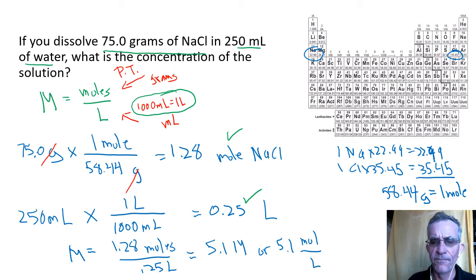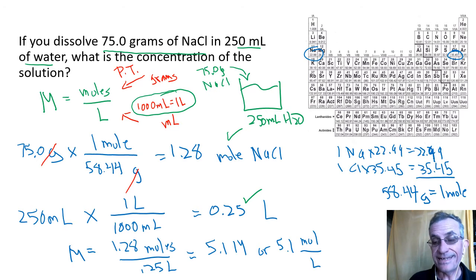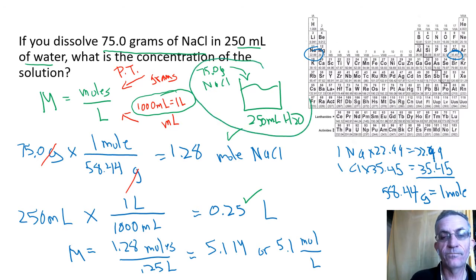All right, so let's just make sure this makes sense. You get out a beaker, and in this beaker, you toss in 75 grams of salt. You also toss in 250 milliliters of water. When you put it together, you're going to have a solution that's 5.1 molar. That'll be its concentration. All right, let's try another one.